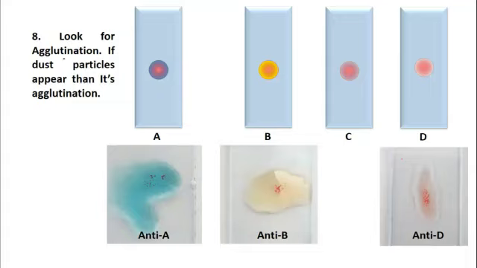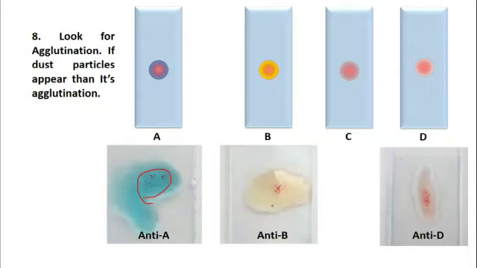Now look for agglutination. If dust-like particles appear, then it's agglutination. Now look at this slide, which has anti-sera A solution and blood plus normal saline. You are able to find the dust-like particles in this solution, so a positive agglutination reaction is there.